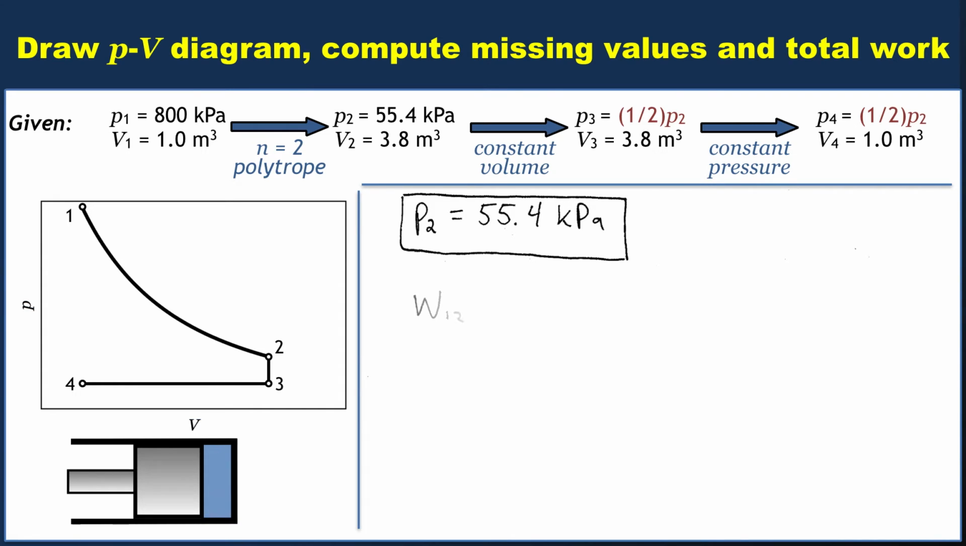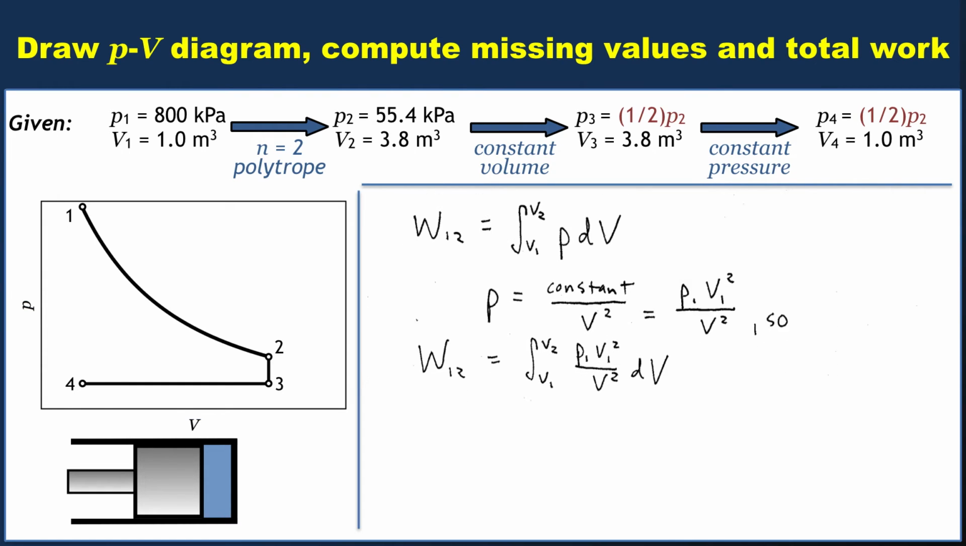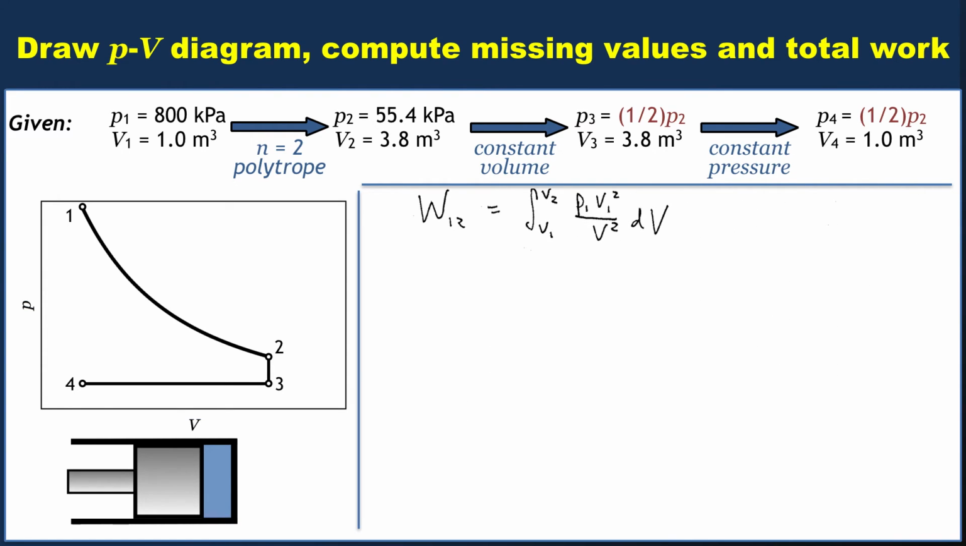The work is the integral of P dV, and we know for a polytropic process that P is a function of V. If you've practiced this before, this may look familiar. P is a constant divided by V squared in this particular case since n was equal to 2, so we can put that expression into our work integral. We can pull out the P1 V1 squared, that's just a constant. That gives us an integral of dV over V squared, which we'll evaluate according to the appropriate limits of integration.